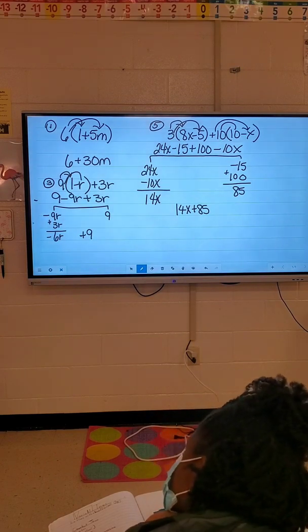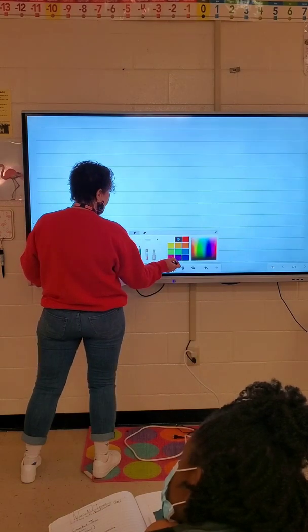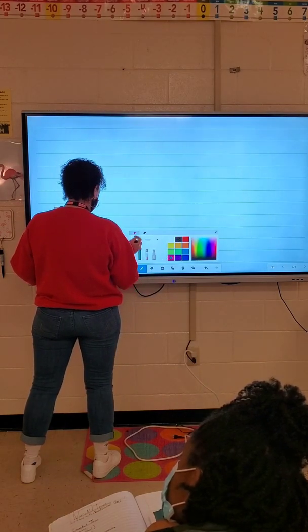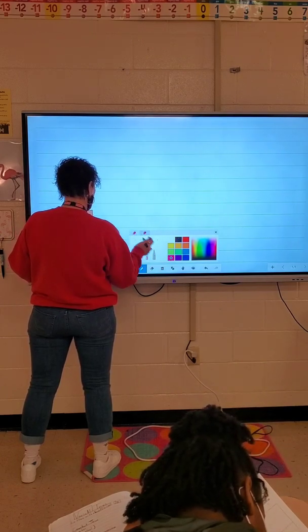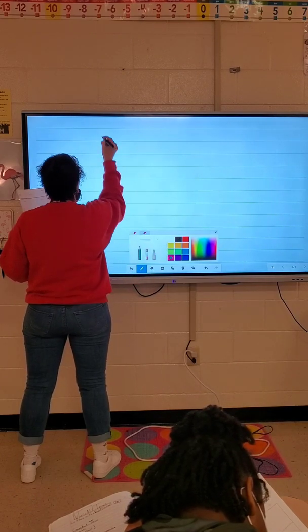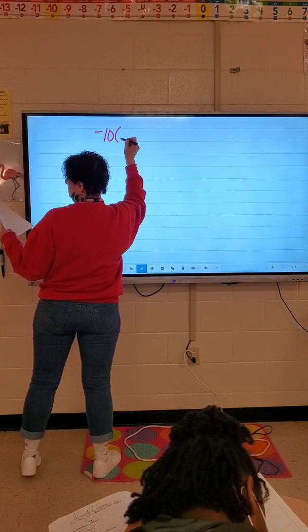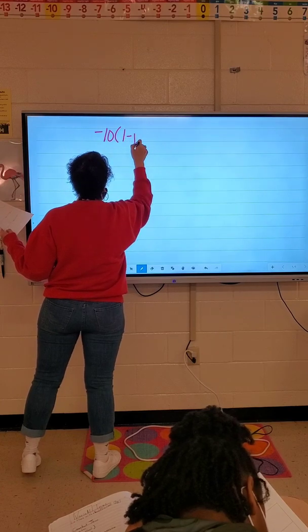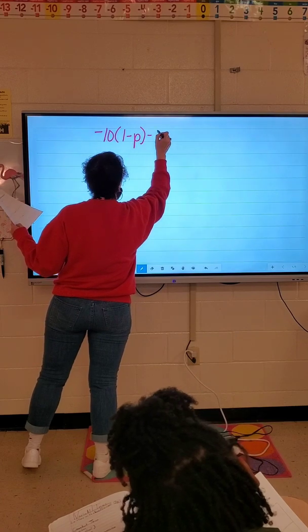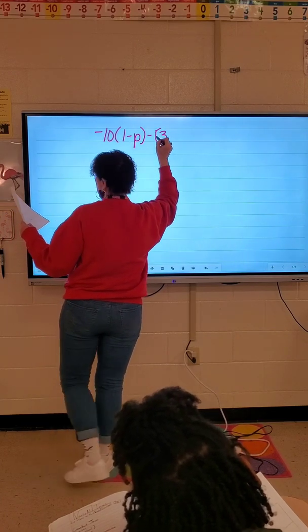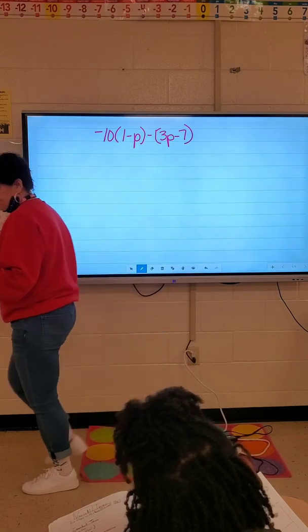All right, because there is something very special about number 7. And I'm going to do it in a different color because it is very special. So, negative 10 times 1 minus p minus 3p minus 7.